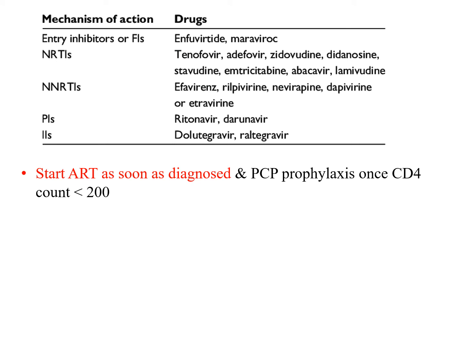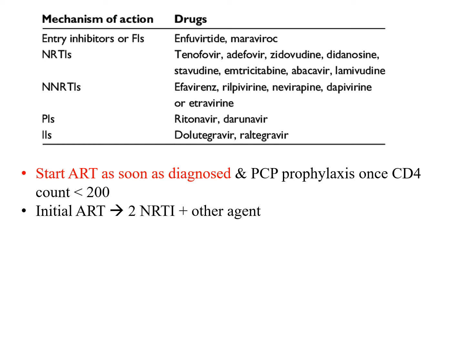Remember, we need to start ART as soon as the patient has been diagnosed. Remember, this is a deviation from the previous guideline. We used to say that if the CD4 count is less than 350, then only we need to start ART. The current guideline says as soon as the patient is diagnosed with HIV, we need to offer ART. And PCP prophylaxis with cotrimoxazole should be offered when the CD4 count is less than 200.